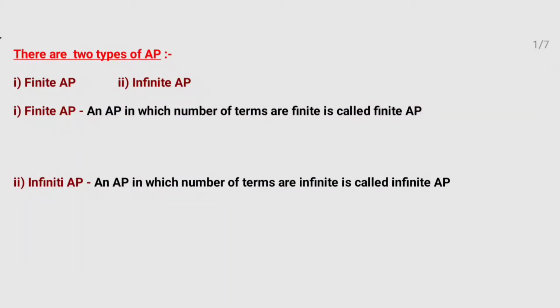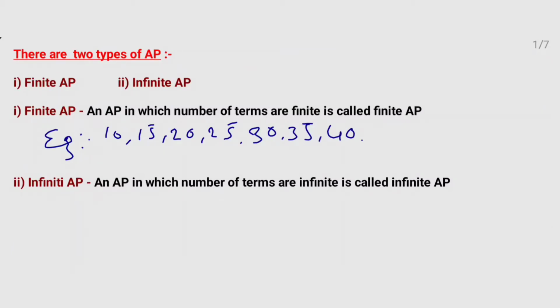And there are two types of AP. The first one is finite AP and the second one is infinite AP. So what is a finite AP? An AP in which the number of terms is finite is called a finite AP. So here, if the number of terms is finite or countable, then it is called a finite AP. So for example, 10, 15, 20, 25, 30, 35, 40. So it is a finite AP.